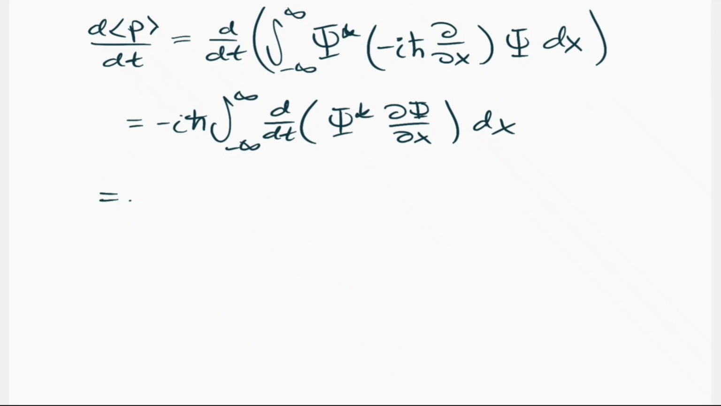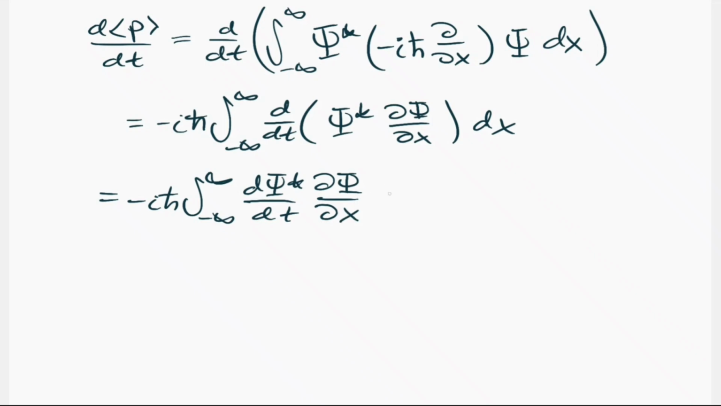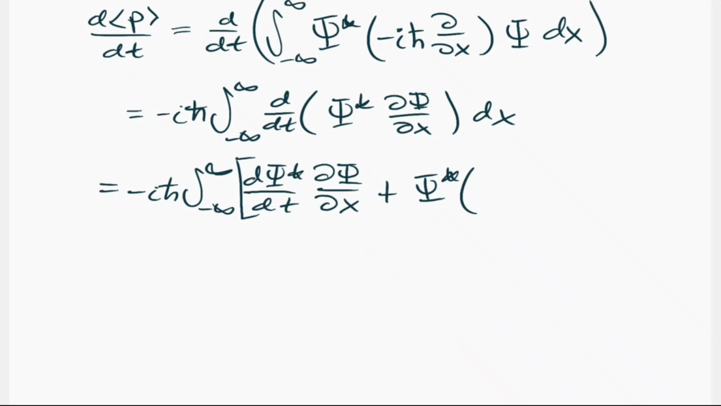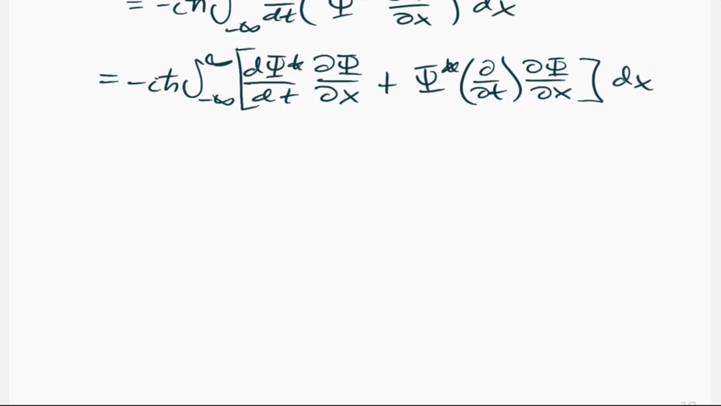Okay, now this is just another case of the chain rule. So we'll write that is equal to negative i h bar, integral from negative infinity to infinity. We're going to have d psi star dt times d psi dx. And we're going to open a big bracket here as well, plus psi star, keeping our chain rule here, times d/dt of d psi dx. We're going to close the bracket, we have dx.